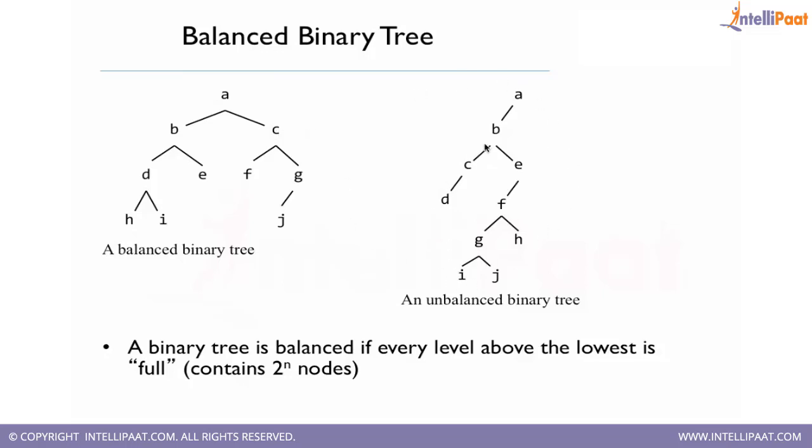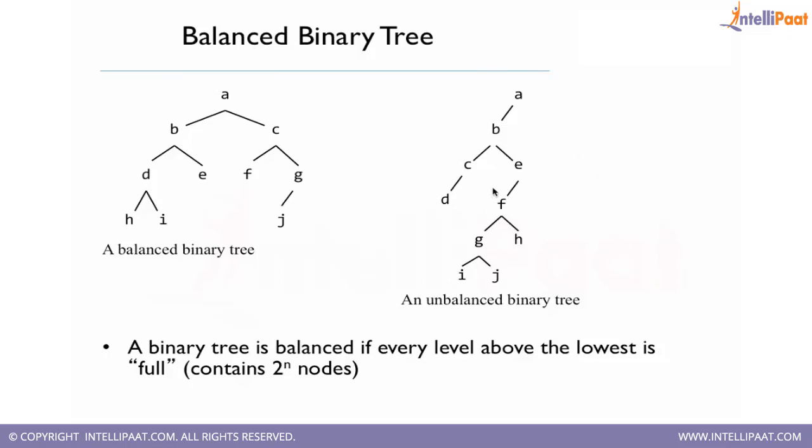Now in this case, the height of the left subtree is the height from B to I. Okay, so the height from B to I is 1, 2, 3, 4, but at the right there is no right subtree, so the height of the right subtree is 0, and the difference between the height of the left subtree and the height of the right subtree is 4 minus 0 equal to 4, which is greater than 1. Hence this is not a balanced binary tree.